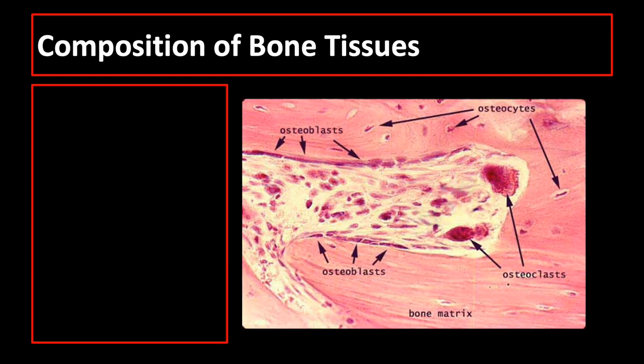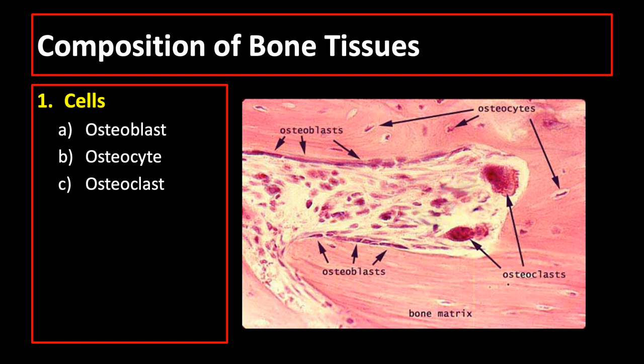What is the composition of the bone? A bone is a specialized connective tissue composed of the major cell types, namely osteoblast, osteocyte, and osteoclast, which we will discuss one by one later, and the bone matrix, which is a calcified extracellular matrix. Let us discuss the bone cells one by one.